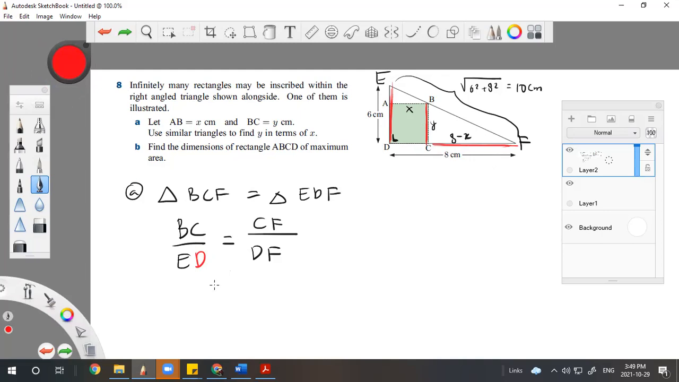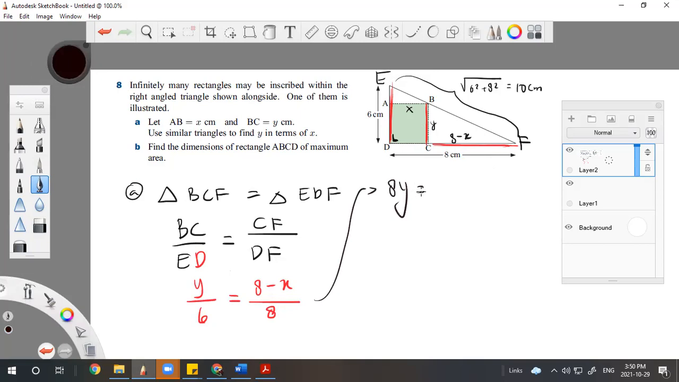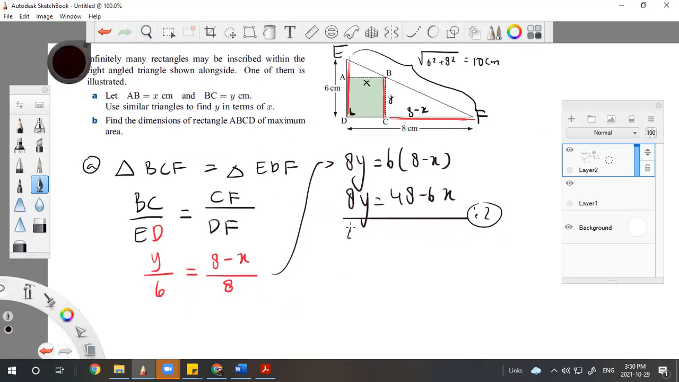So what is BC? BC is y. What is ED? 6. Equals, what is CF? 8 minus x, over DF, 8. So you can find y in terms of x, see? So you can just use the cross multiplication rule. 8y equals 6 times 8 minus x. So 8y equals 48 minus 6x. Okay, you can divide everything by 2 before you go further. 4y equals 24 minus 3x. So y equals 24 minus 3x over 4.